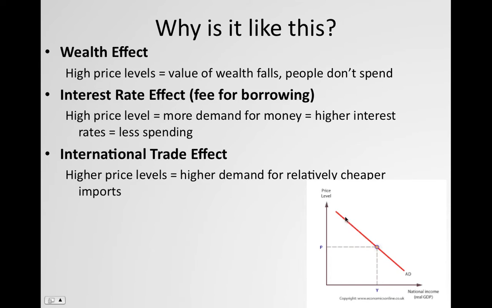Also, domestically, if everything in our country costs a lot of money, if the average price level is high, we as domestic consumers are not going to consume as much real GDP or as much output, because we can buy other goods from abroad that are cheaper. This is also known as the international trade effect. So I would like you to write these down. If you have questions, write down your questions too. And please note that these three things help to explain why the AD curve is shaped the way it is.